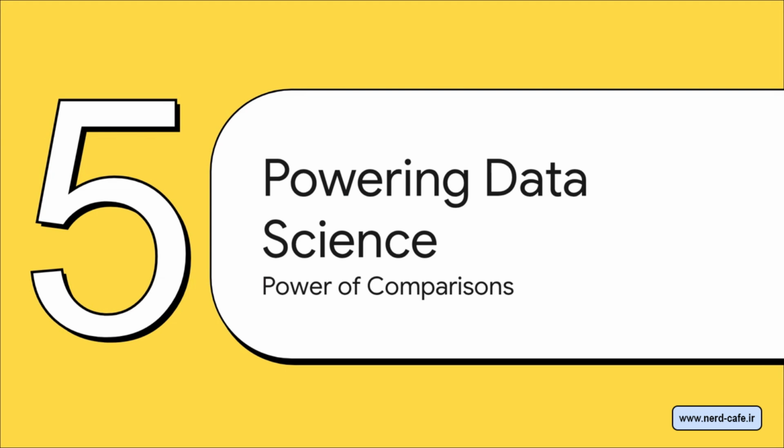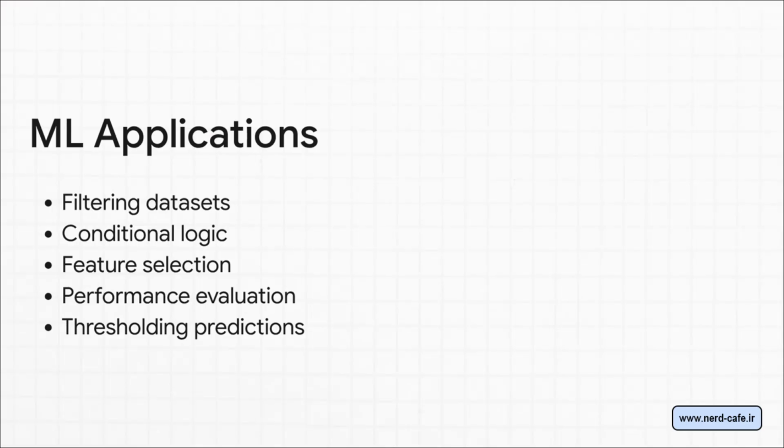All right, now for the really exciting part. Let's see how these incredibly simple building blocks are used to power one of the most complex and important fields out there today, data science and machine learning. In machine learning, these simple comparisons are the unsung heroes. I mean, they're used for everything. Cleaning up messy data by filtering out errors, helping an AI decide what information is most important, and even judging if a prediction, like spotting a cat in a photo, is confident enough to be trusted.